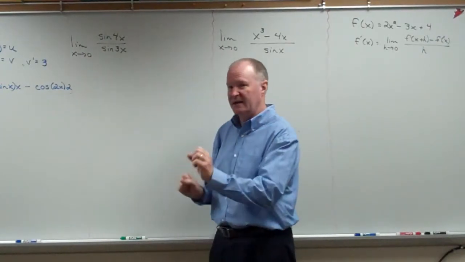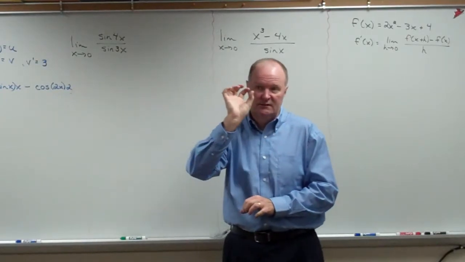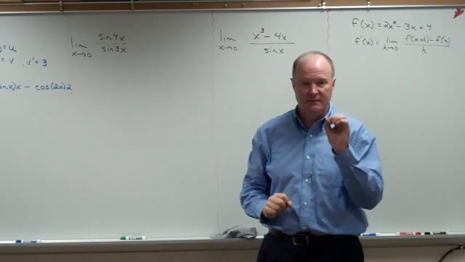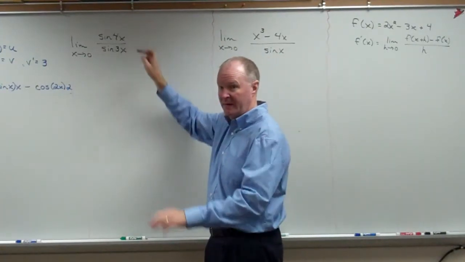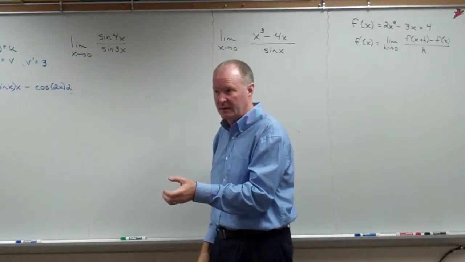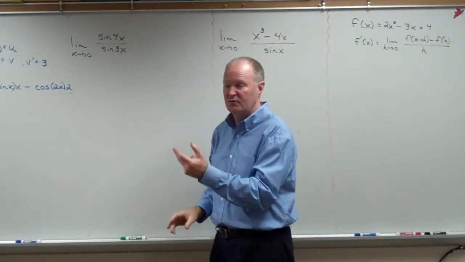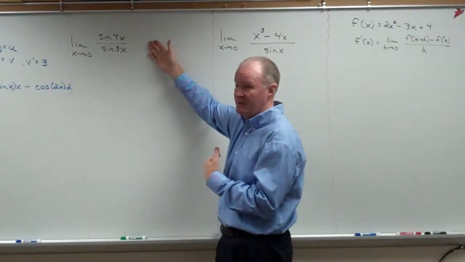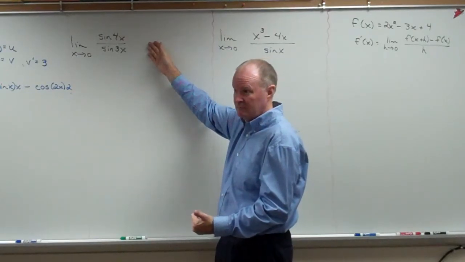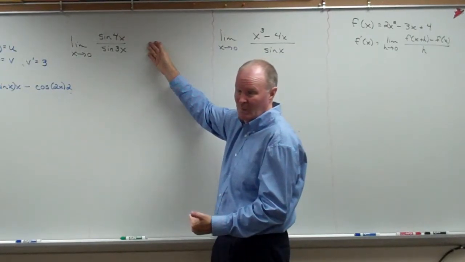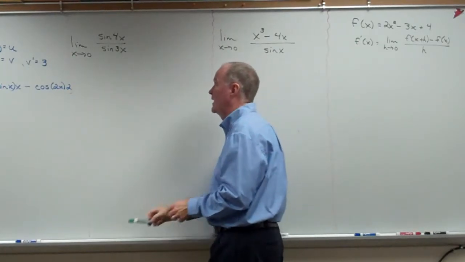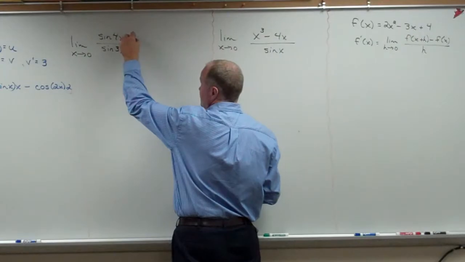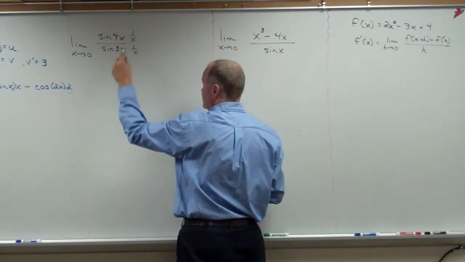To use sine of x over x, whatever the trig is inside has to be the same as what's on the bottom. So if I've got a sine of 4x, I'm going to have a 4x on the bottom, or the sine of 3x, I'm going to need a 3x on the bottom. The problem is that when you have an x on the bottom, what can I do? I can multiply by 1. I'm going to multiply top and bottom by 1 over x.